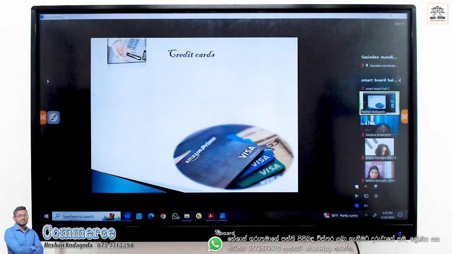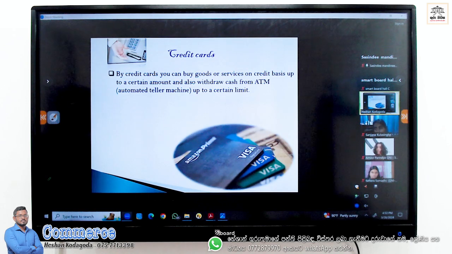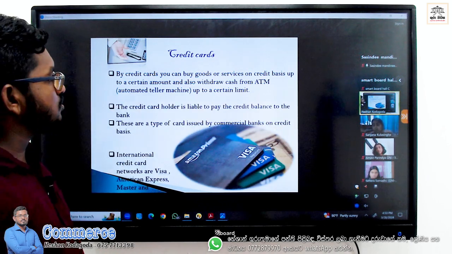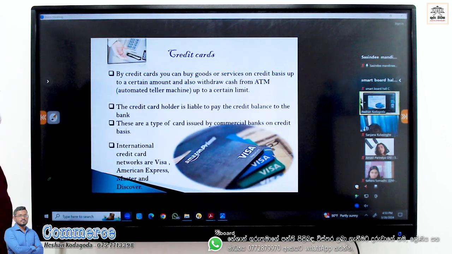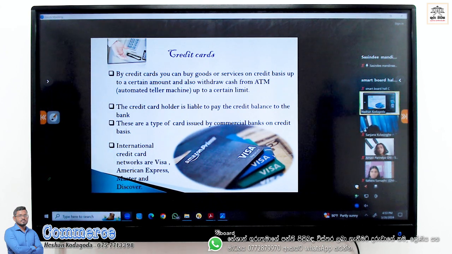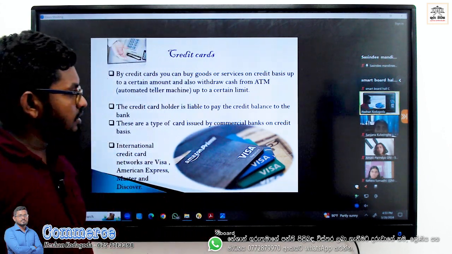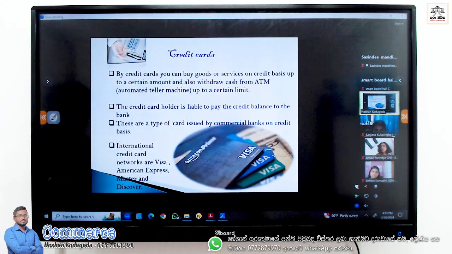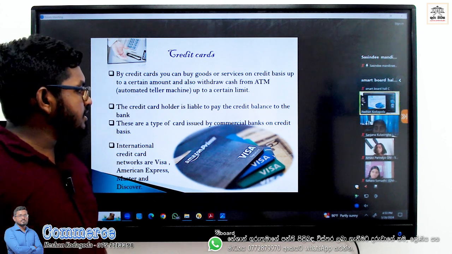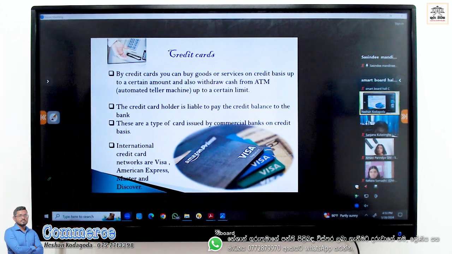Second one. Okay, in here, credit cards. By credit cards, you can buy goods and services on credit basis up to a certain amount. Also, withdraw cash from ATM up to certain limits. Credit card holder is liable to pay the credit balance to the bank. These are types of card issued by commercial banks on credit basis. Credit card networks are Visa, American Express, Master, Discover.